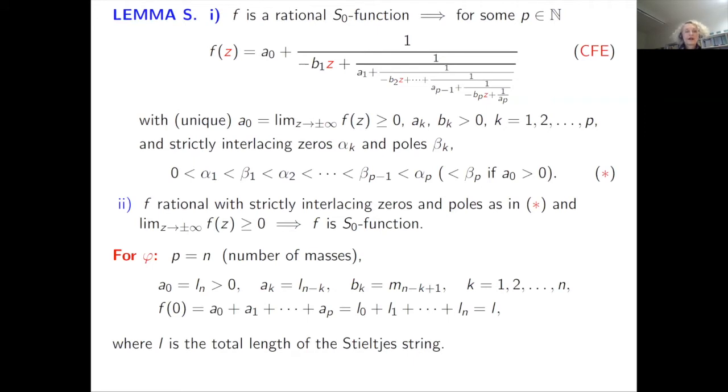Now, in this particular case of the phi, just to recall and to make the connection, the coefficients in this continued fraction expansion, the A0, it's numbered the other way around. So the A0 is the length number Ln. So the length to the very right of the string. And the AK are the lengths Ln minus K. And the coefficients Bk are the masses number Mn minus K plus 1. And the f of 0, this is the sum of all the A's. And in our case, this is then the sum of all the L's. So this is equal to L, and this is greater than 0. So therefore, we have all the properties that we need.